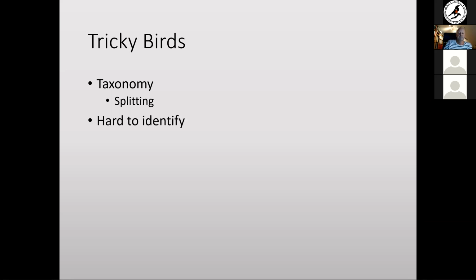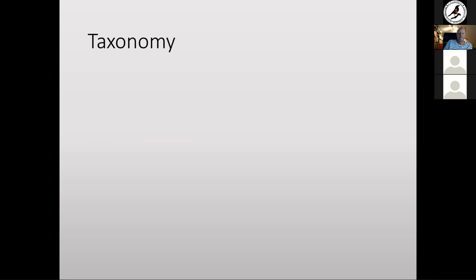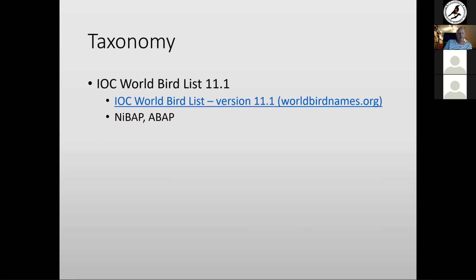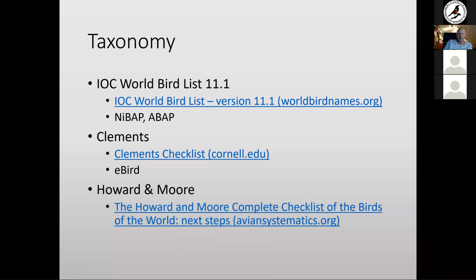It's also that some birds are hard to identify. And when we work with different books and different apps, we have different names. If you want to learn about the taxonomy of birds, you can use, for example, the IOC bird list that you find on the internet. But the problem is that there are two more big taxonomies in the world. There is Clements and the Howard and Moore. Clements is used by eBird, and Howard and Moore is used by different people.